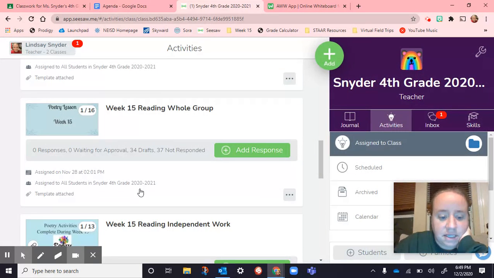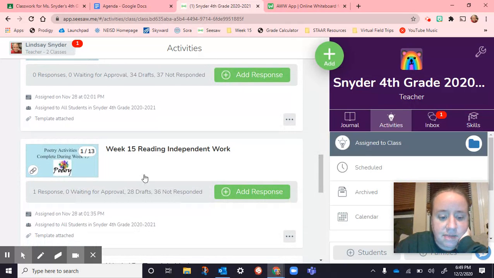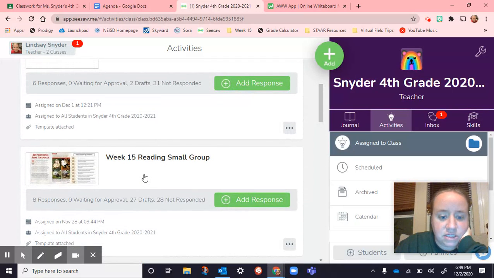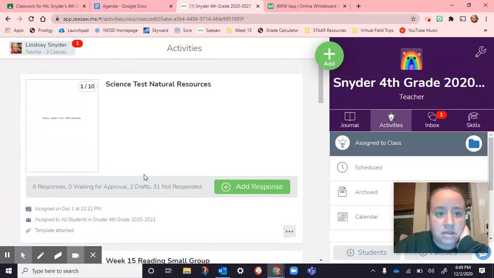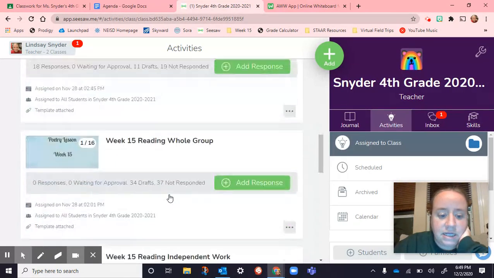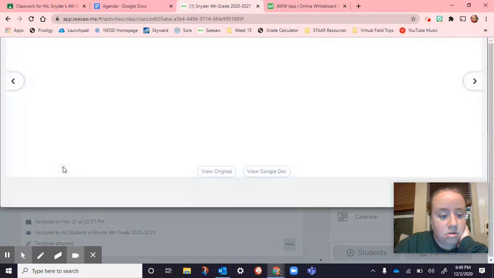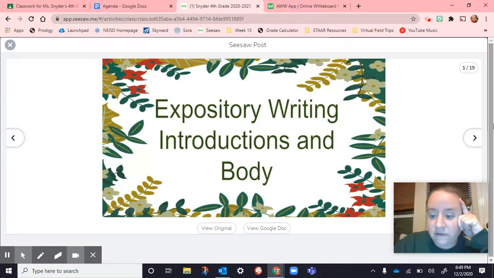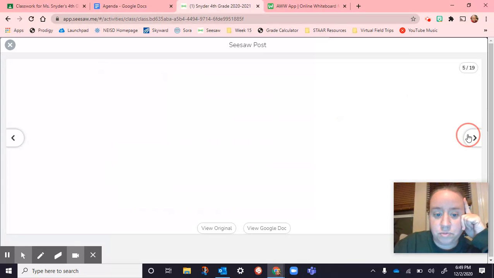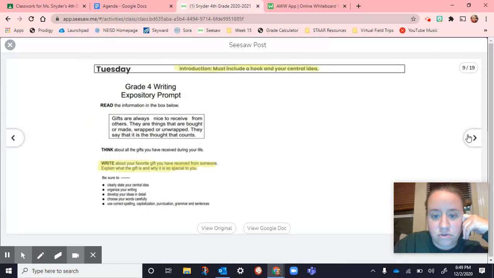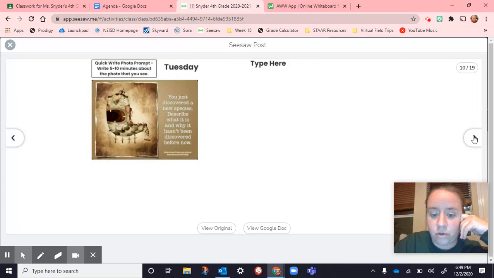And then again, students had this independent work here with some activities in it with poetry. They had the Hansel and Gretel, they had the reading small group that we did, and then also eSpark. And then in writing, we got almost everybody's introductions checked. So those are looking really good, and I am super, super happy. I'm just seeing quite a bit of progress with it. So everybody's doing a really nice job with the introduction. So everybody keep up that great work.